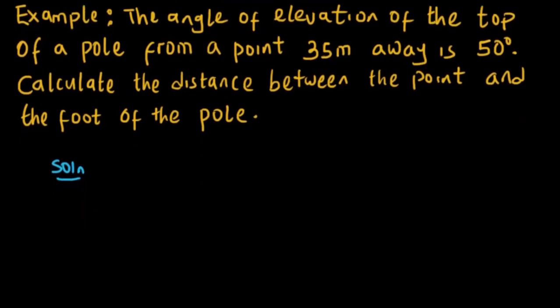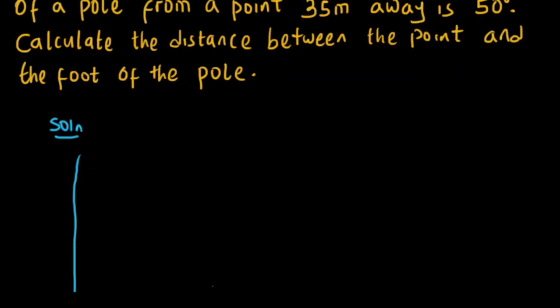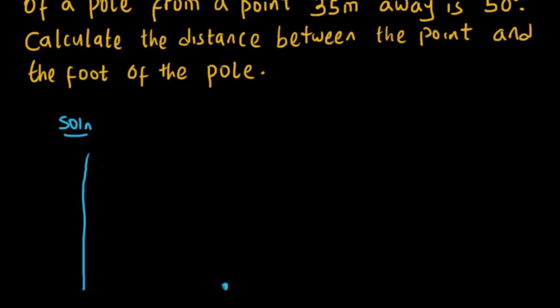So let's do this. We have the angle of elevation of the top of a pole. So we've got a pole. From a point 35 meters away. So there's a point somewhere, and the distance between the point and the top of the pole is 35 meters. Now remember, whosoever is standing at this point has a line of sight. When the person raises his head to look at the top of the pole, the angle of elevation is 50 degrees.